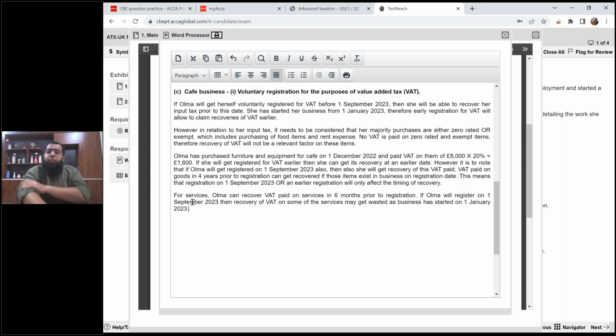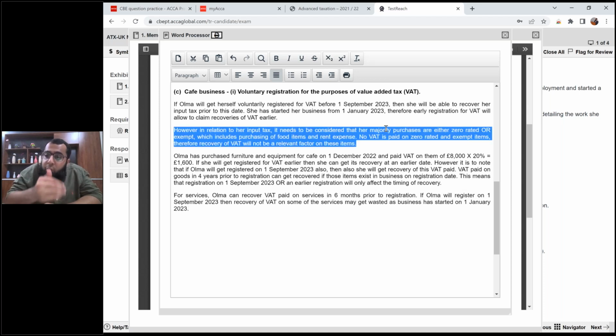Now, this was one of the points which could create a good credit in the exam. We started the business on 1st January 23, whereas the compulsory registration will apply in September. So it's 9 months between it. So if you will register in September 23, you can recover the VAT of previous 6 months. So there can be a wastage of 3 months period. So if you will go for an earlier registration, like on 1st January 23, you can recover the VAT of that period also. But we have made it already clear that her majority purchases are either zero rated or exempt.